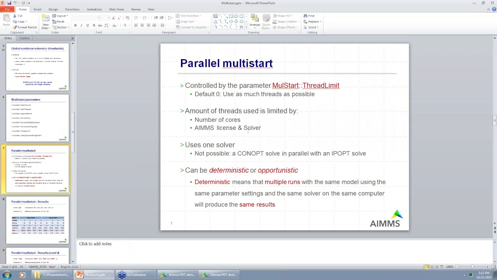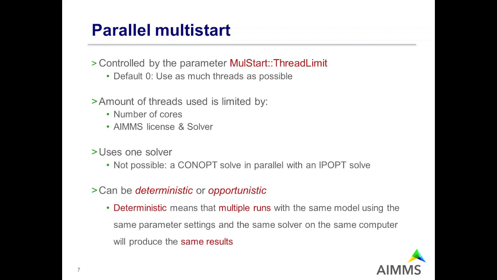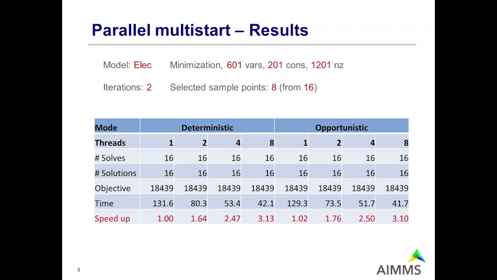Back to the presentation. Okay, I will show you some results from runs we did with the parallel multistart algorithm for several problems. This is the same problem as I showed before, namely elect. In this case, we have 2 iterations. It's a minimization problem with 600 variables, 200 constraints, and 1200 non-zero elements. So it's not that large, but it's also not very small.